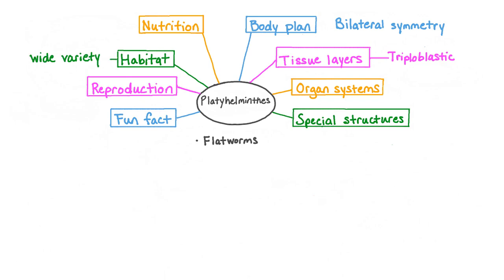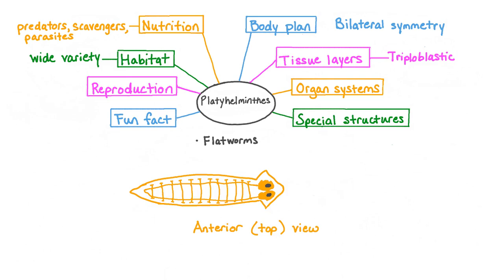Flatworms are found in a wide variety of habitats and can be parasites or free-living scavengers or predators. As their name implies, flatworms have very flat bodies with clear anterior and posterior sides. Their flattened shape allows for gas exchange to take place through simple diffusion across their bodies. A good thing since they have no circulatory or respiratory organ systems.